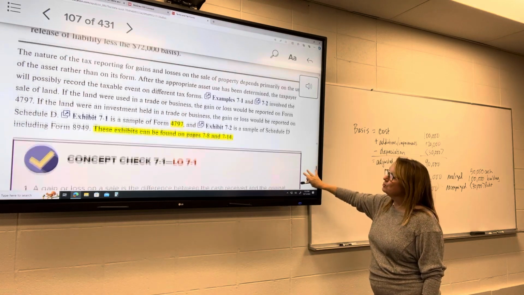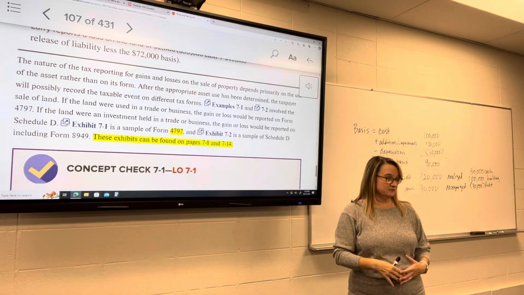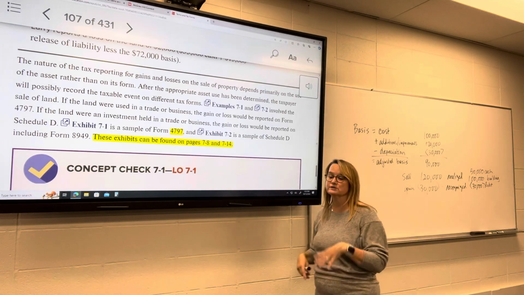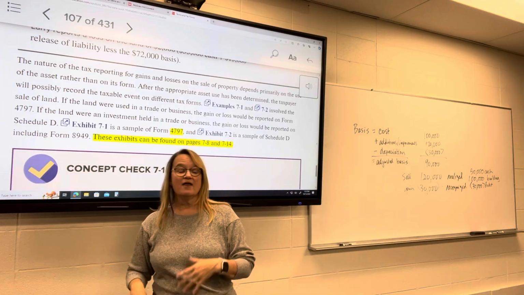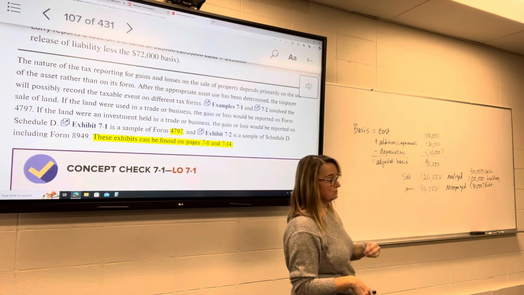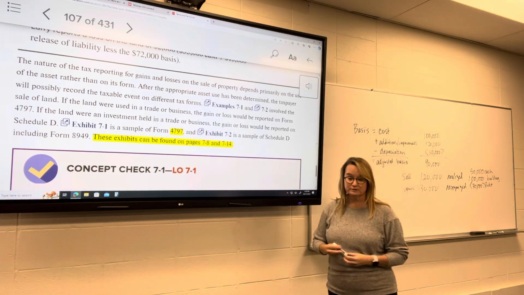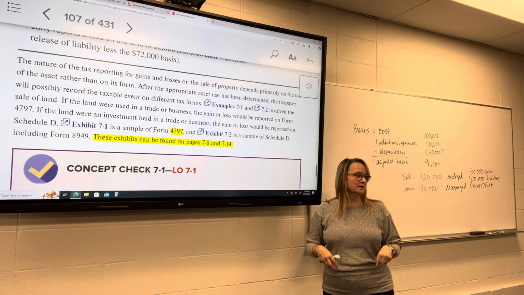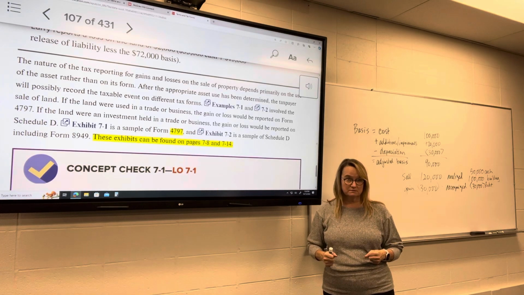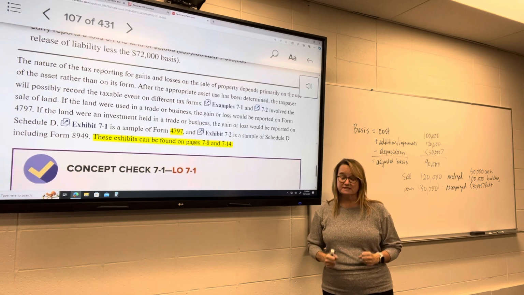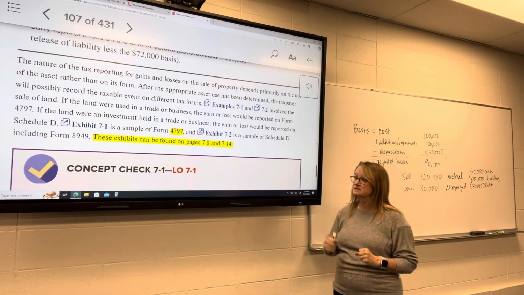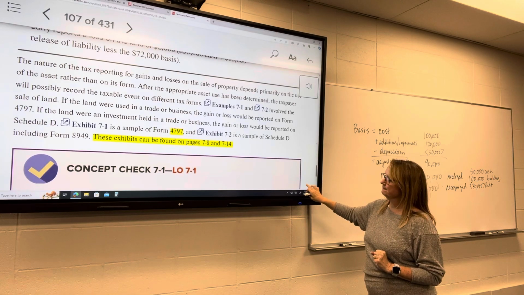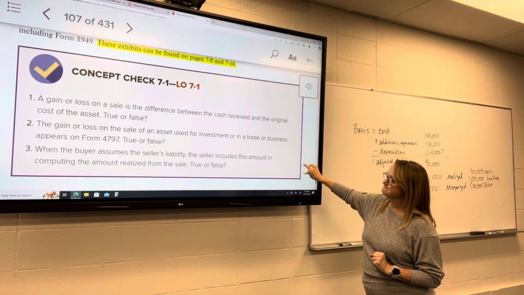Okay. Also, for individual investments, so you're just an individual who maybe has some stocks or bonds or that land that I described earlier, those gains or losses are also reported on Schedule D. So if it's an investment, it's reported on Schedule D. If it's for a business asset that's used in the business, it's reported on Form 4797. Okay.